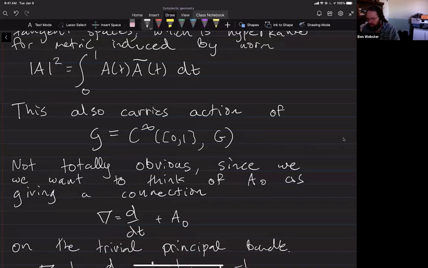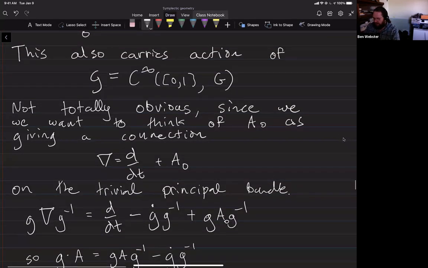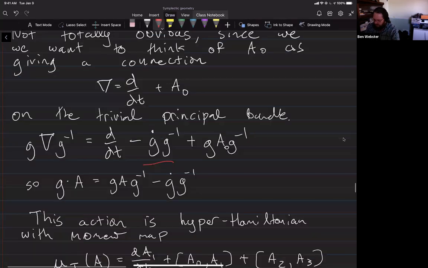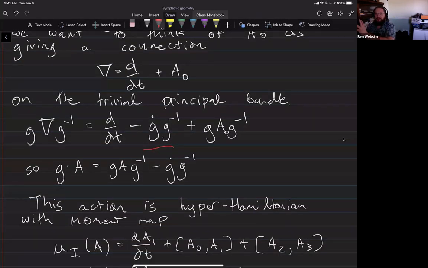This action is maybe not what you would first imagine. I don't just apply the adjoint action. I have to do something a little different. Basically, because I want to think of this A0 as giving me a connection on the principal bundle on the interval. And that actually tells me a different action I should do on A0 with this extra term G dot times G inverse. That basically accounts for the covariant derivative. So when I act on A, all the other components just get conjugated in a boring way, but the real part gets changed by adding in this extra term, G dot G inverse.